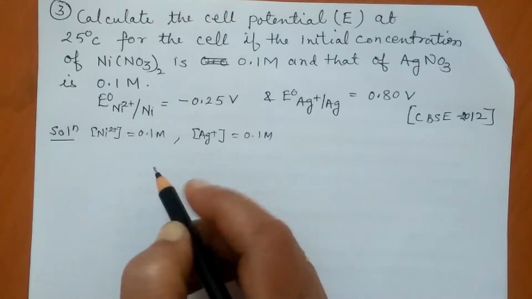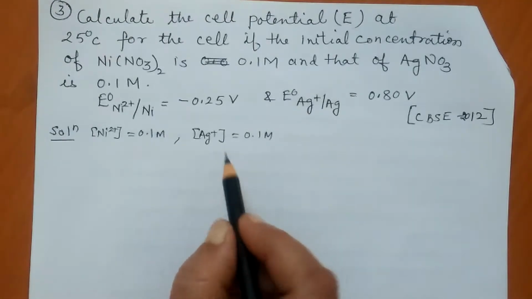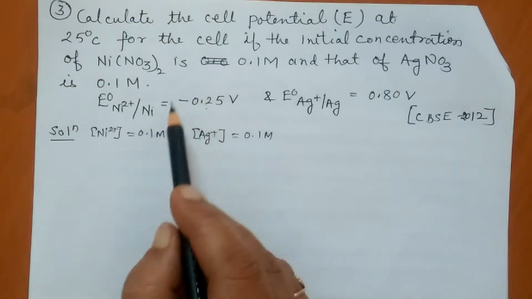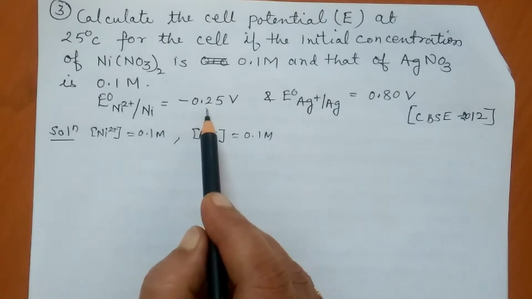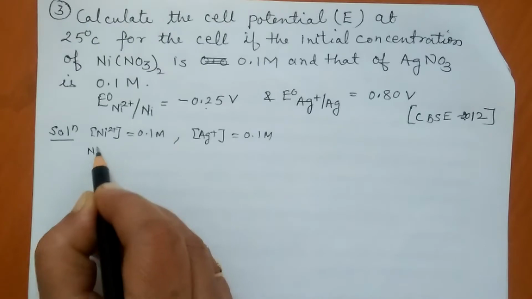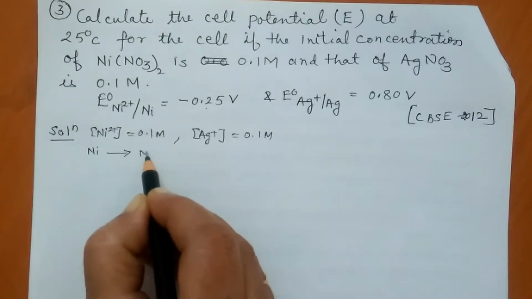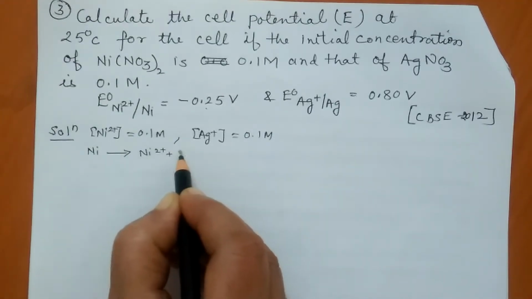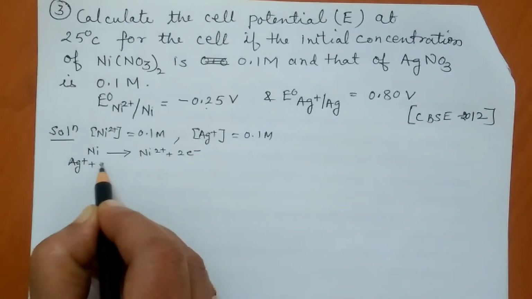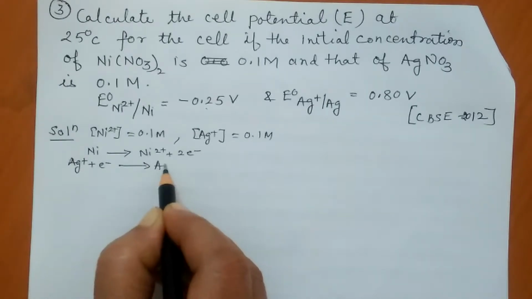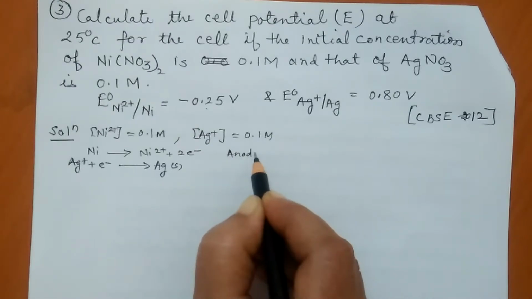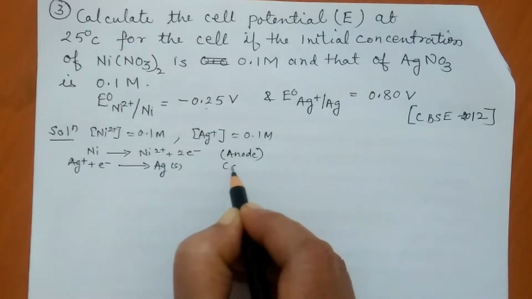Now after writing this, you write the expression. You know that whenever the values are given, whichever electrode has the lower value of E0 will be acting as the anode. So for writing the cell reaction, the reaction is the conversion of Ni to Ni2+ plus 2e, and for Ag it will be Ag+ accepting the electron, forming Ag solid. This is your anodic reaction, and this is your cathodic reaction.